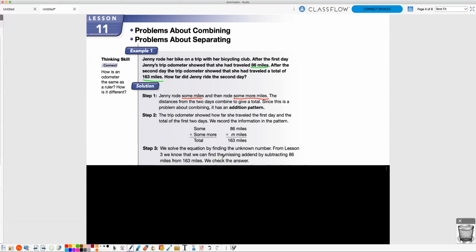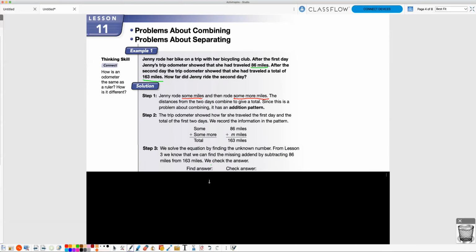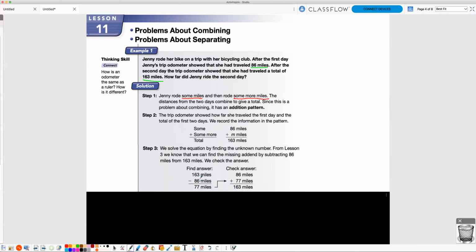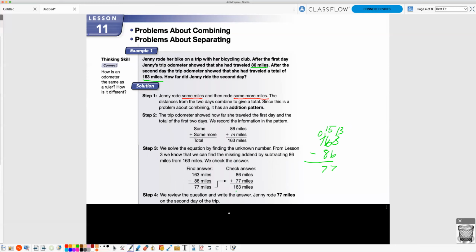From lesson 3, we know that we can find the missing addend by subtracting 86 from 163 miles. So then we check the answer. 163 minus 86 equals 77. In case you don't know how to do that, you have to borrow here, obviously. So this would be 13, this would be 5, and that would be 7. Then you have to borrow again here. That'd be 15 minus that, so you'd have 77 miles. Checking your answer, you just take 86 plus 77, and you get 163.